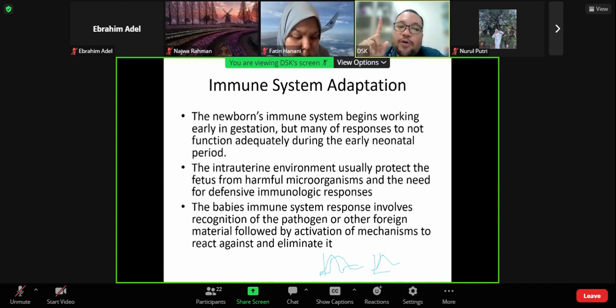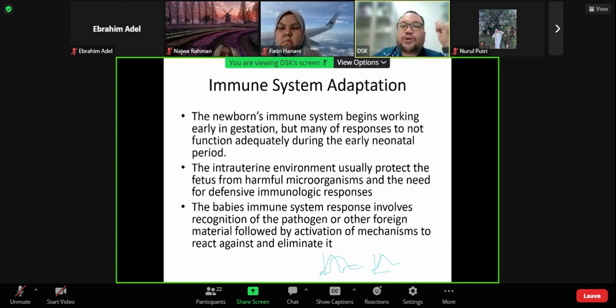IgM is a bigger molecule and generally does not cross the placenta into the baby, but some IgM does cross the placenta into the baby, like dengue IgM and varicella IgM. Generally, IgG is the one that crosses the placenta from the mother into the baby. That is why we encourage mothers to get vaccination when pregnant, because we want more IgG transfer. That is in utero. If the baby is born early, there is not enough IgG to protect the baby.